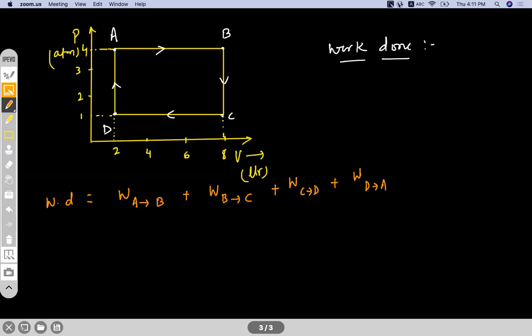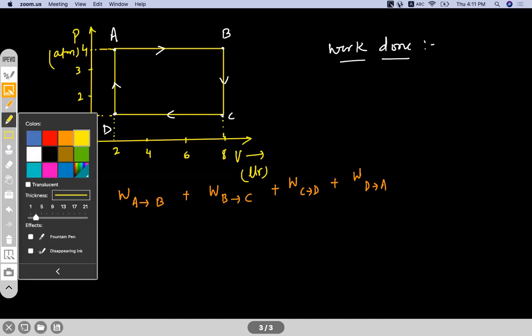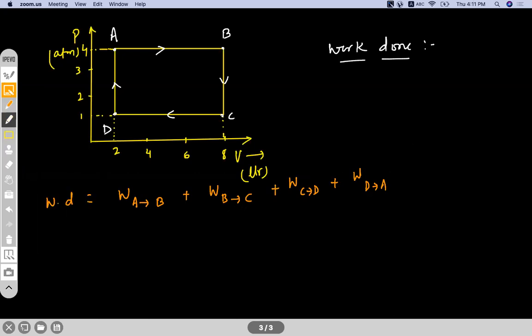Now, if you look at this process B to C and D to A, it is an isochoric process. The volume is constant. B to C, we have constant volume, right? D to A, we have constant volume. So constant volume, again, work done is zero in this process. That's why this is zero and this work done is zero, simply we can say.